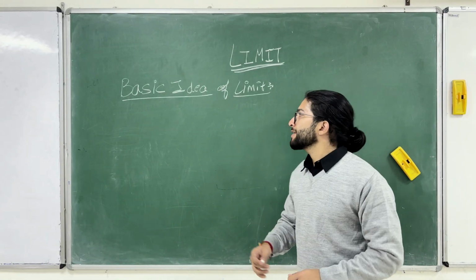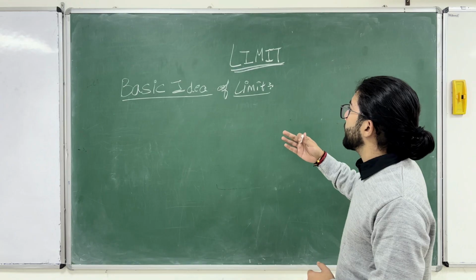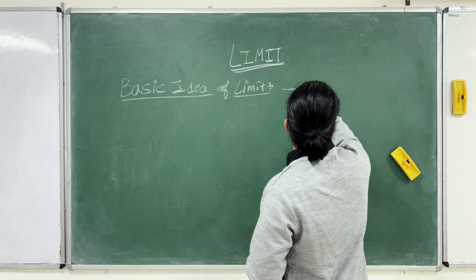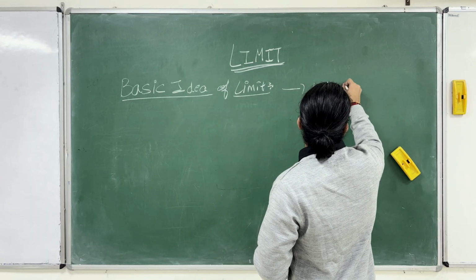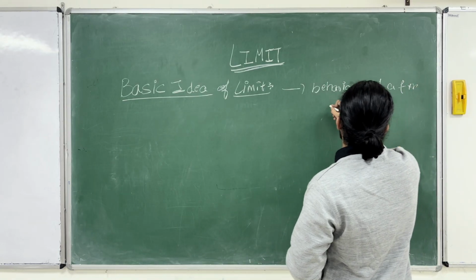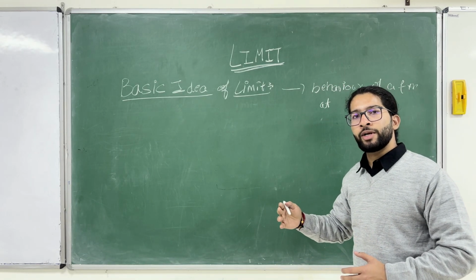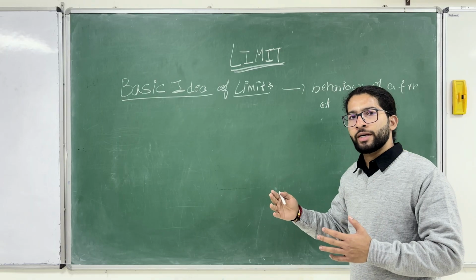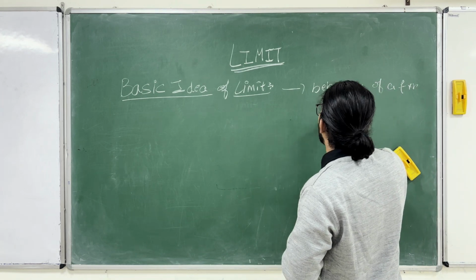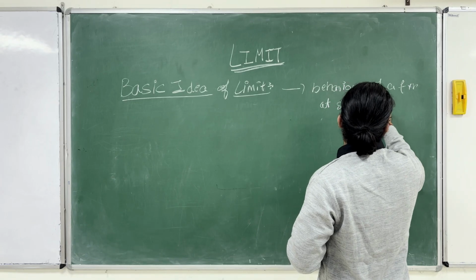Now we are discussing the basic idea of limit. Whenever we are discussing limit, we are discussing the behavior of a function at some particular point. Whenever we say limit, we have to discuss it at a specific point. We are not taking the domain or multiple values at a time; we have to take just a single value, and it will be very clear to you after I give you the next definition.